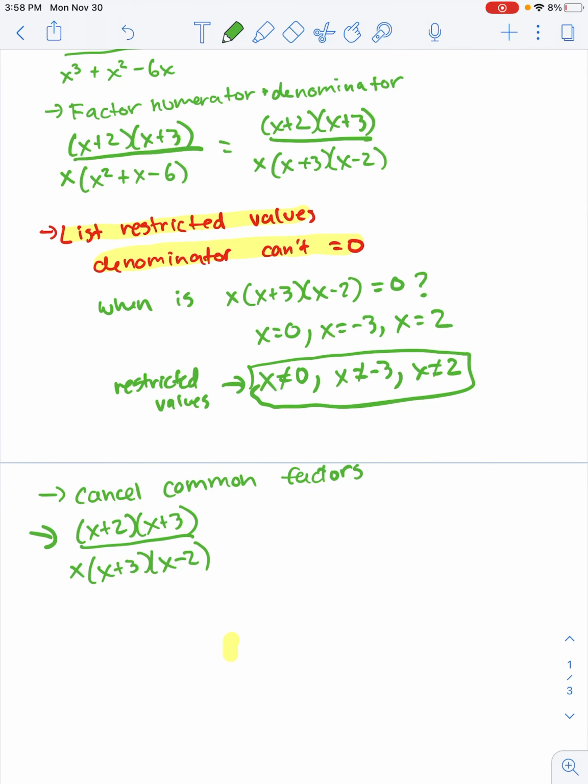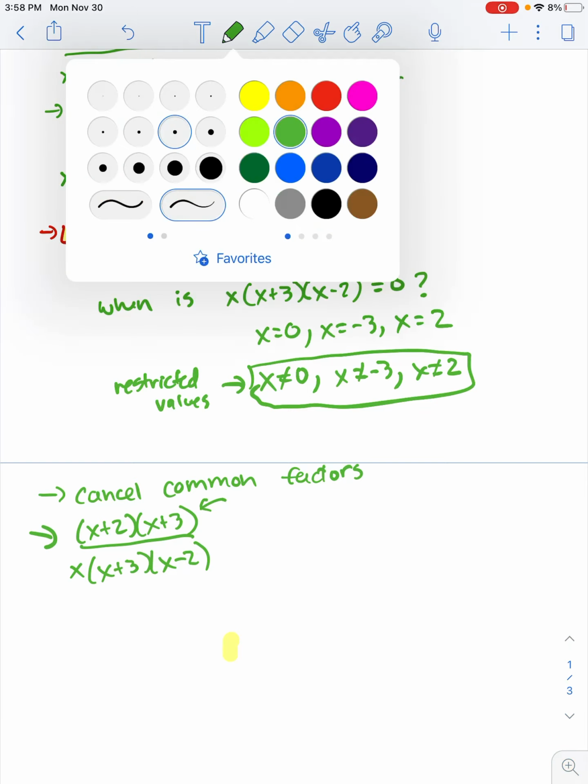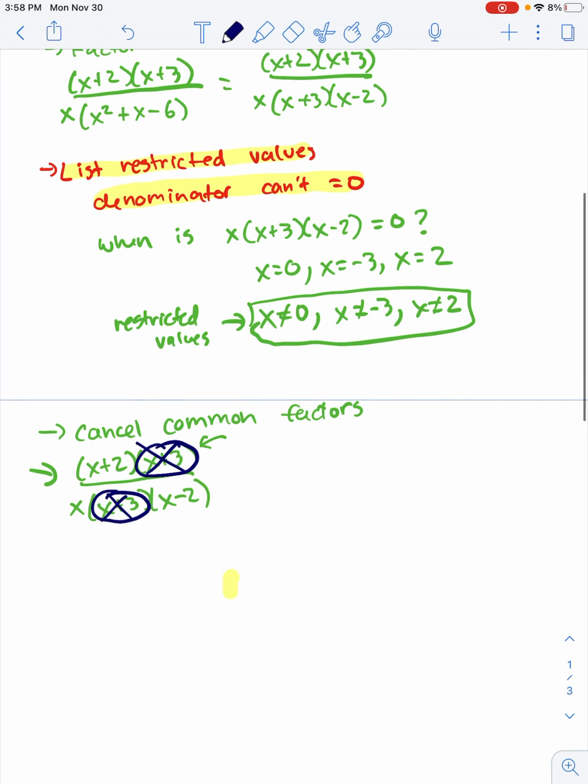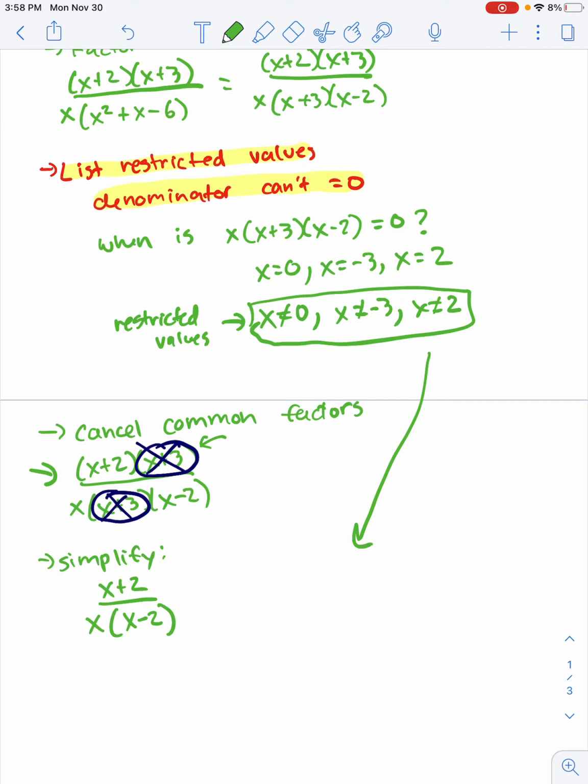So I have my expression here, and basically I'm just going to look for factors that are in both the numerator and the denominator. So I see x plus 3 is in both, cancel that out, and it looks like there are no other common factors in both the denominator and the numerator. And now I'm just going to simplify this. x plus 2 over x times x minus 2, and then I have to remember to pull down my restricted values.